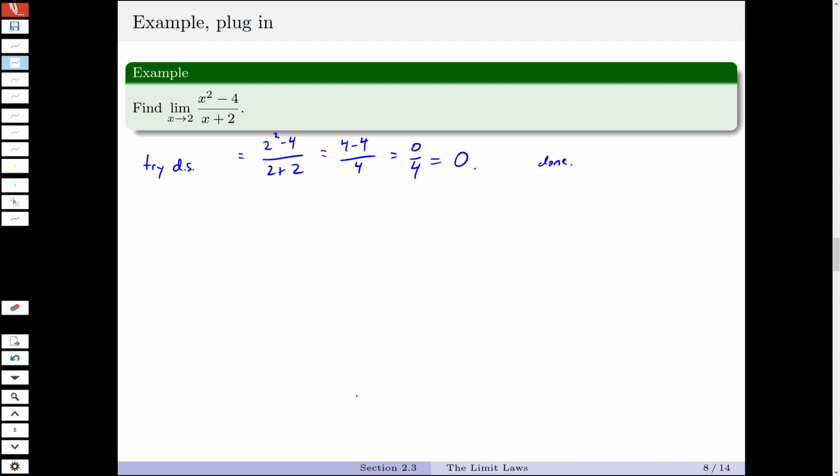The other thing I want to note early on here is that this is a limit. So we write the limit out front. Once we've done direct substitution, so after direct substitution, we have a number. Not a limit. So we stop writing the limit out in front. Okay, so that's just good writing habits.